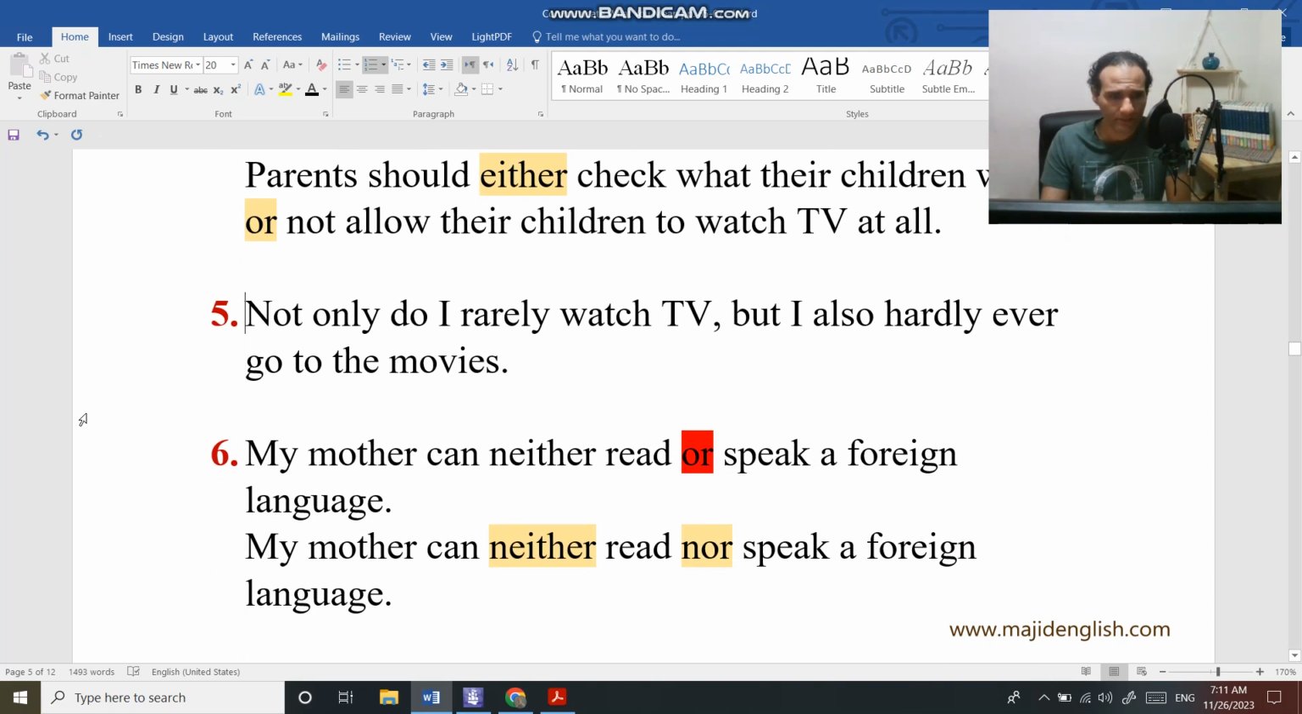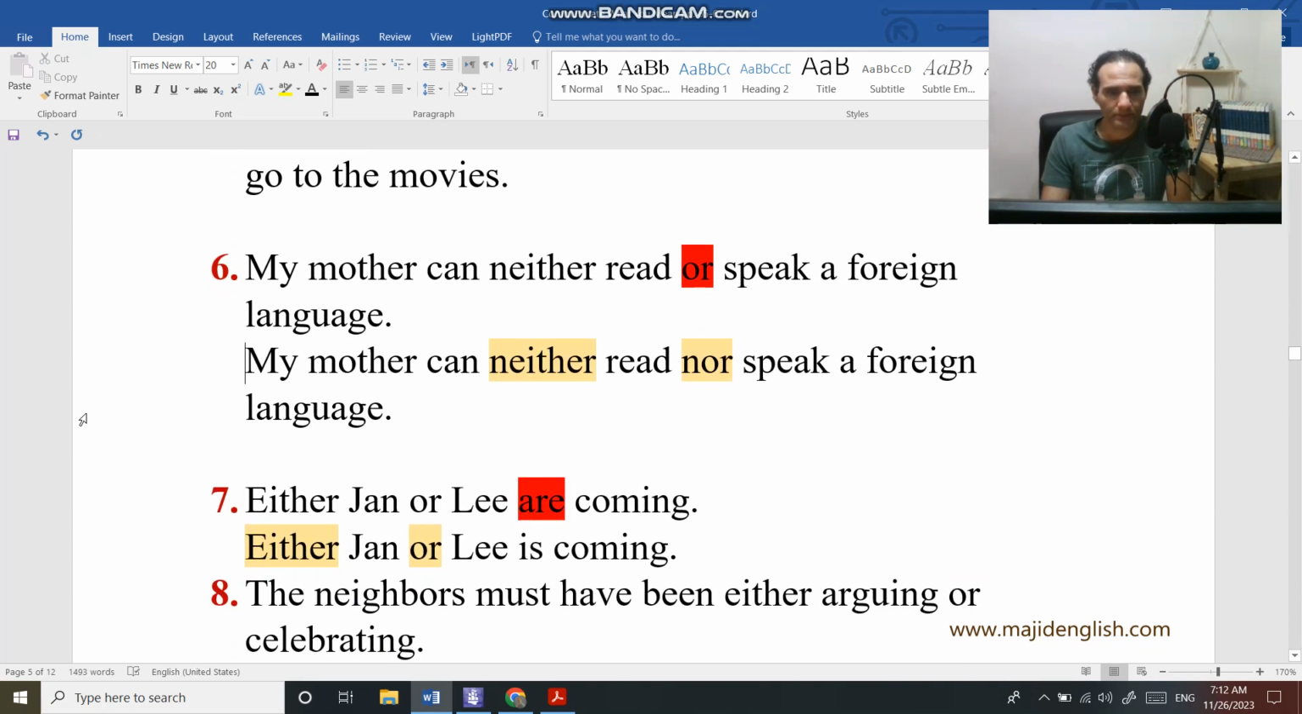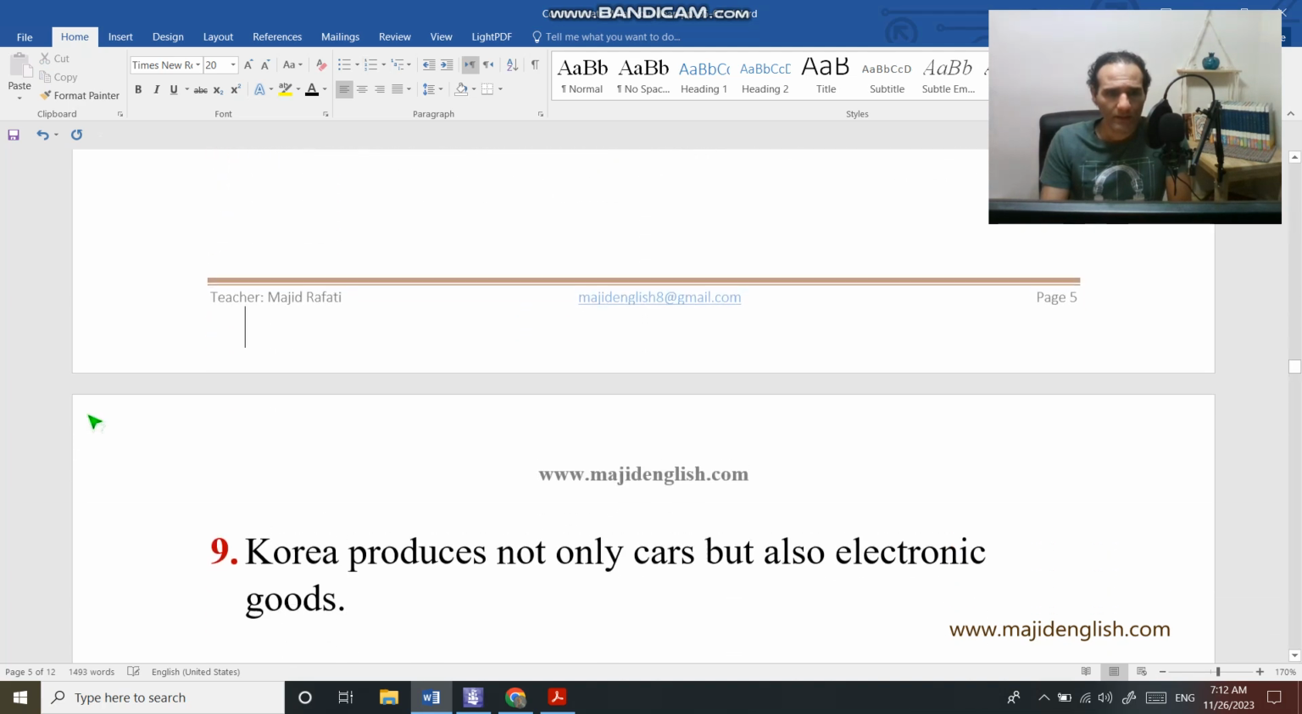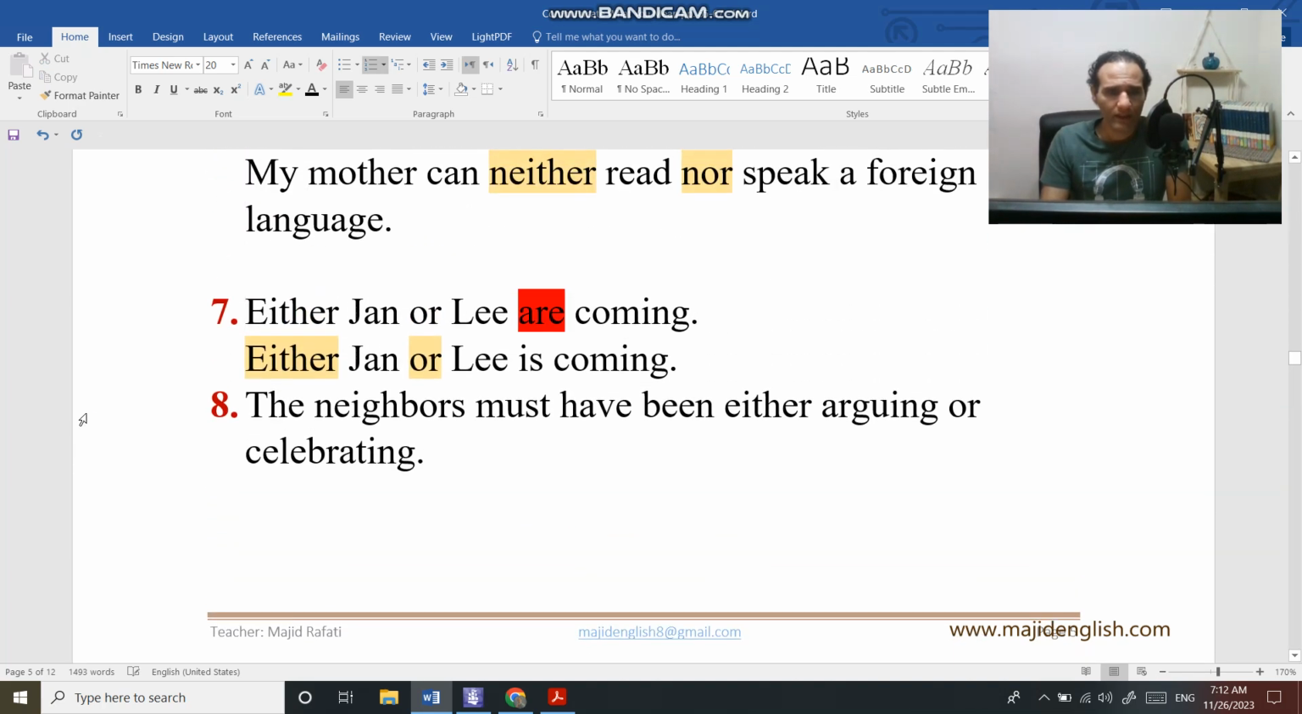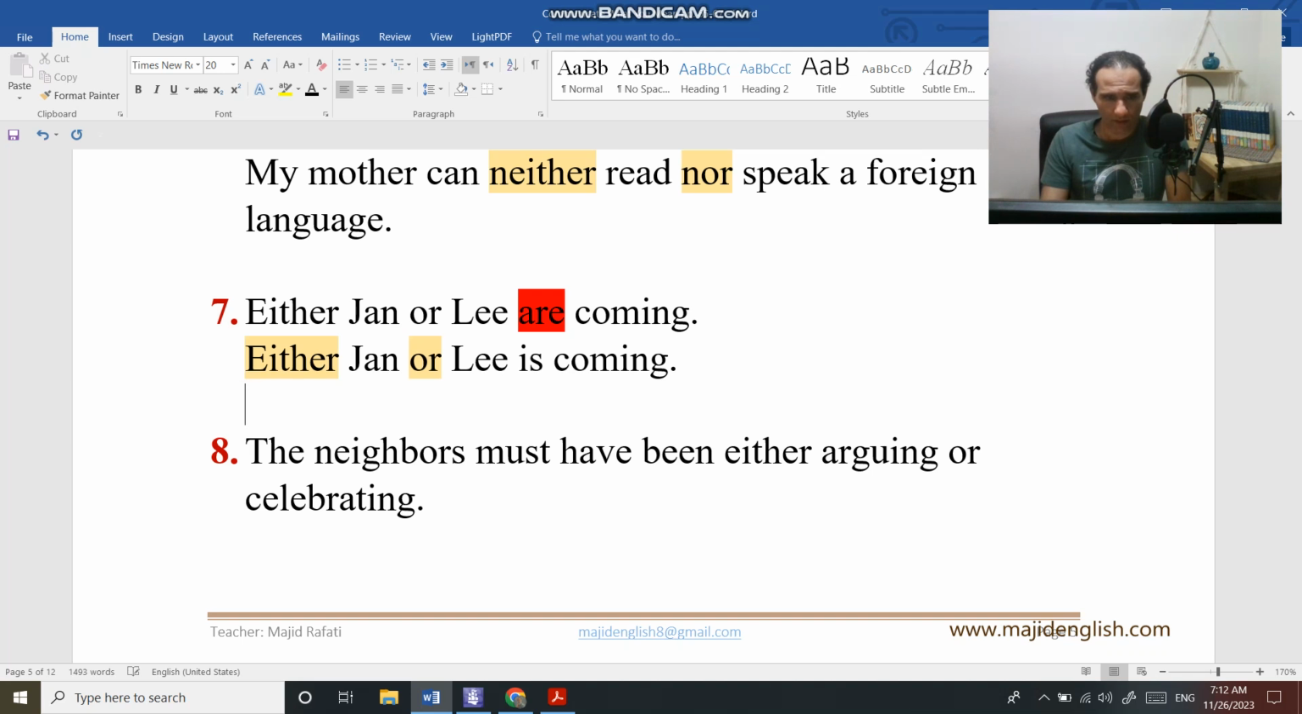Number 5, not only do I rarely watch TV, but also I hardly ever go to the movies. Correct and no problem. Number 6, my mother can neither read nor. Why or? So that is the mistake. Either Jan or Lee is. Why are? Either Jan or Lee is. So the only case here it could be are is both Jan and Lee are coming. So this one was incorrect regarding that.